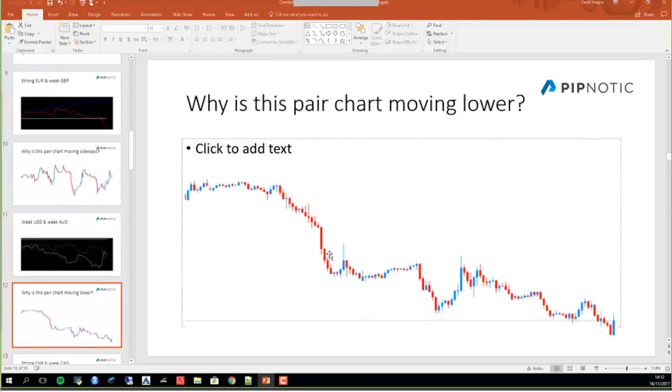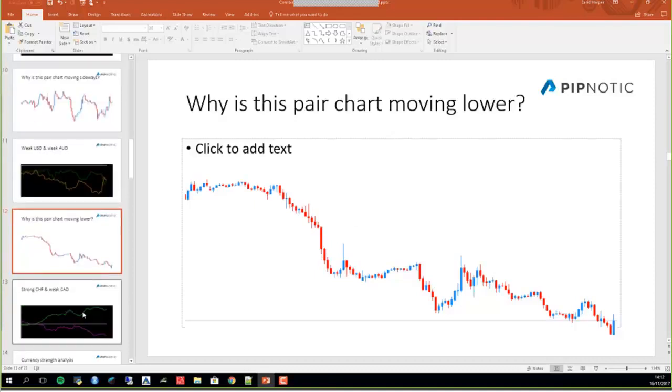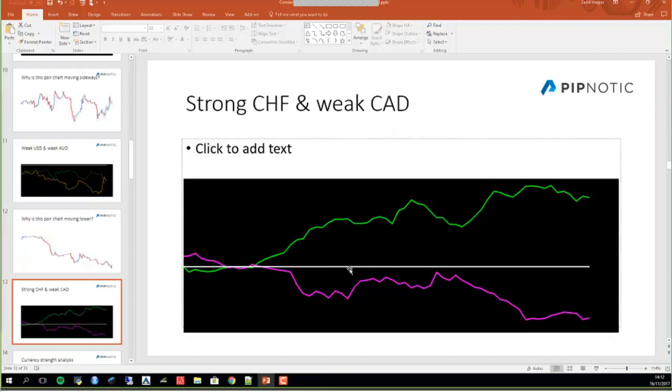Then we have this one here. I mean, why is this price moving lower? You can see price is just moving lower very, very steadily and relatively efficiently besides this here. So if you look at the strength of these two currencies, you can see that we have the Swiss franc and we have the Canadian dollar. And so we have a demand for the Swiss franc and we have supply of the Canadian dollar.